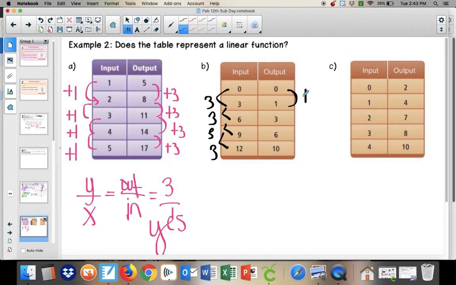0 to 1, I add 1. 1 to 3, was 1 plus 1 3? No, I added 2. Are these the same? No. So we don't have to go any further. The fact that they are already different in their values right away means that it's not linear. It needs to be the same consistently.